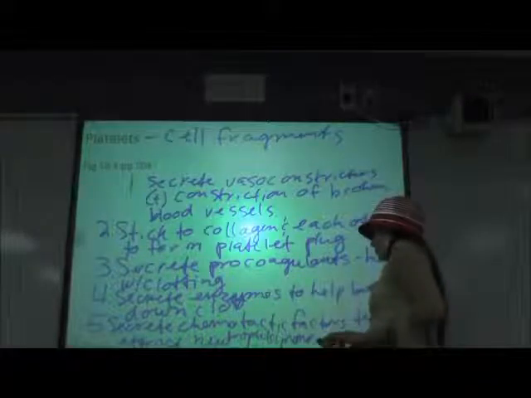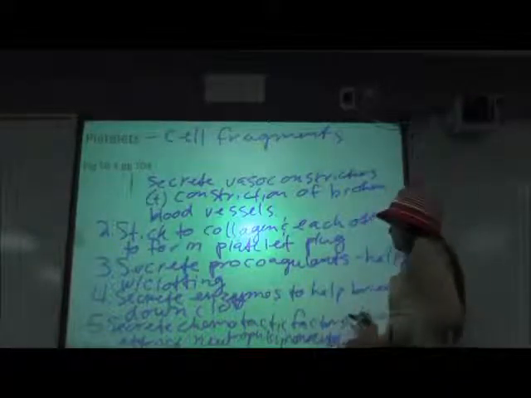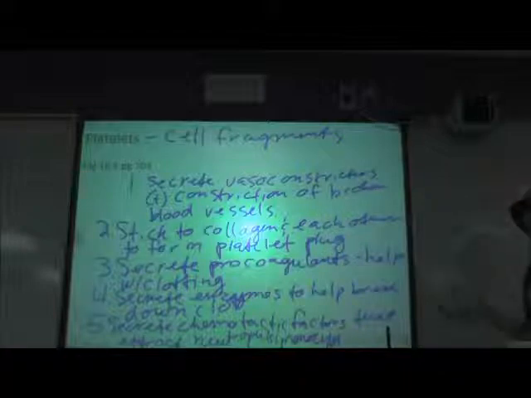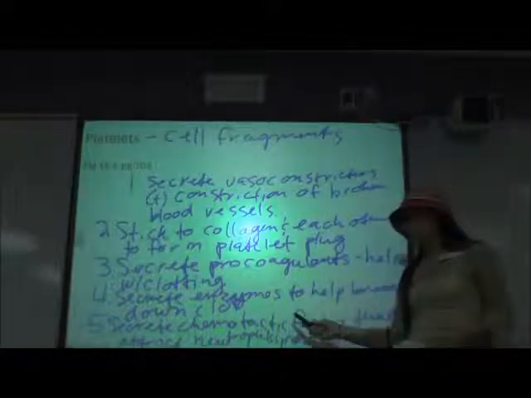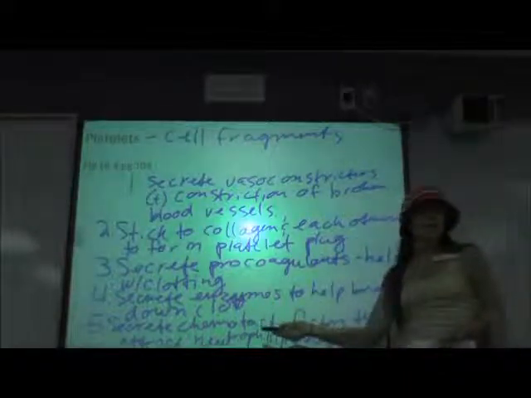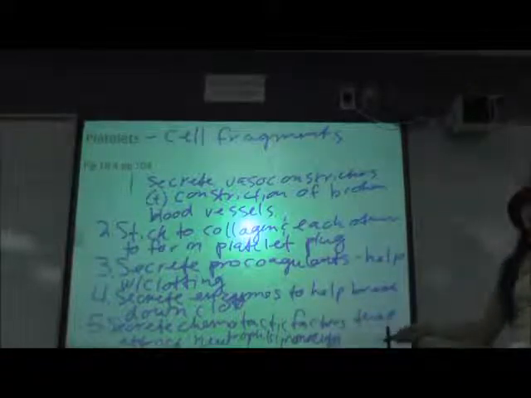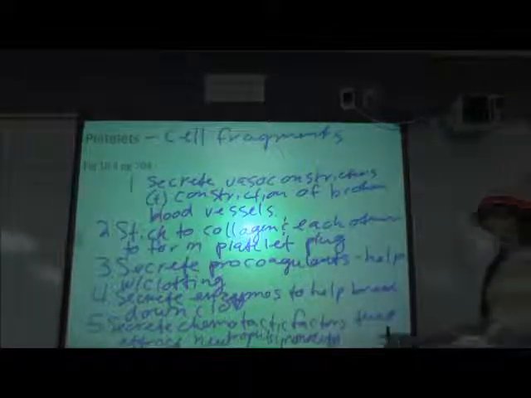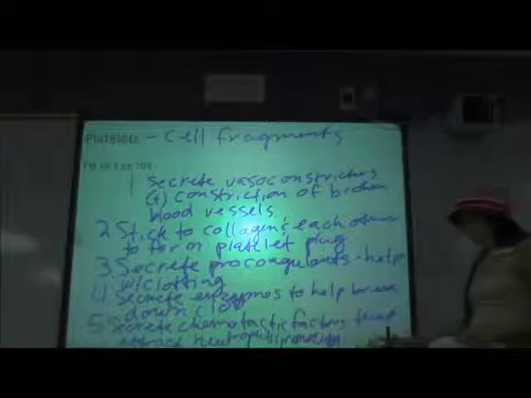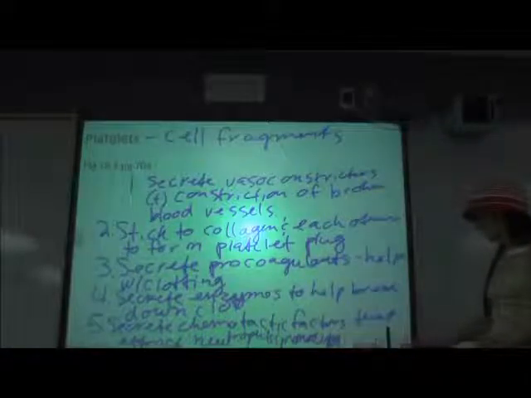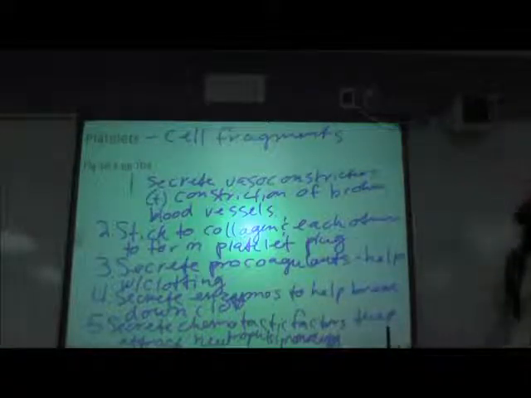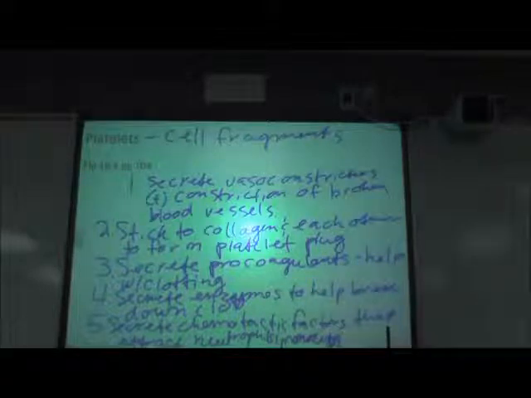Why would we want to get neutrophils and monocytes to the area? If we've broken a blood vessel, then we can get these two cells there. Neutrophils will help gobble up any bacteria that may have come through that injury, and the monocytes will gobble up anything foreign. So our platelets are going to be important for secreting those chemotactic factors that are going to bring those other innate immune cells to the area.